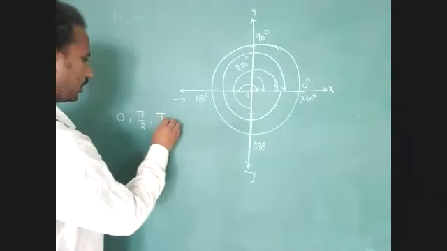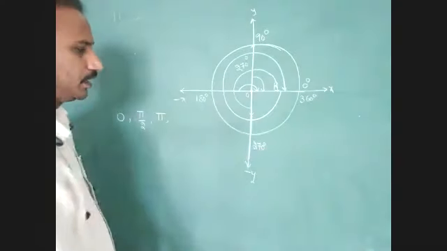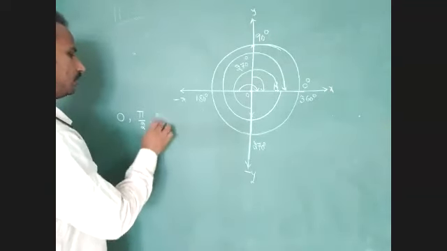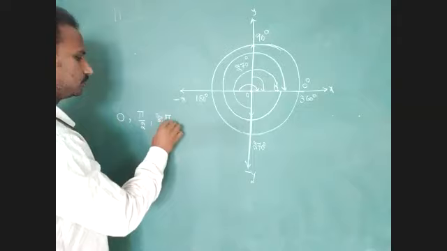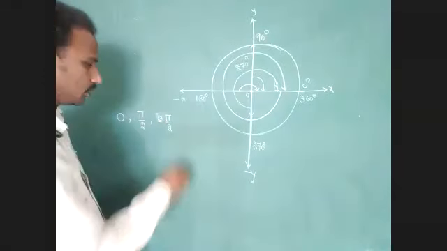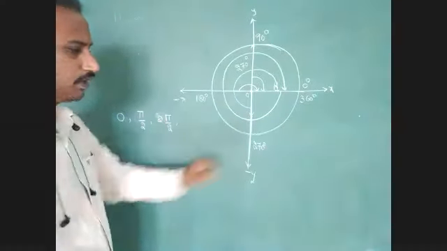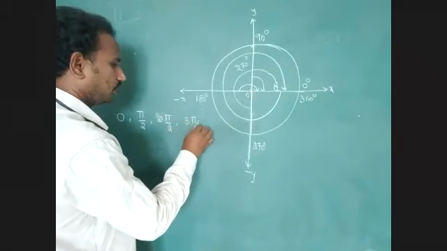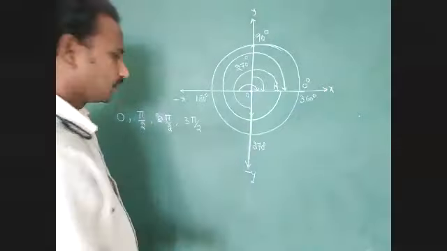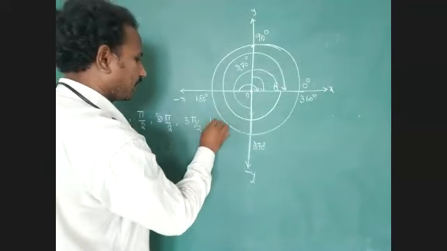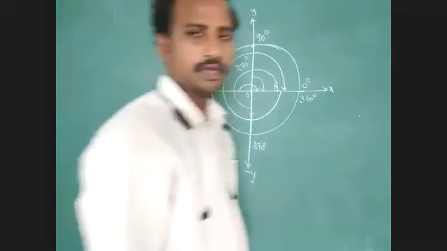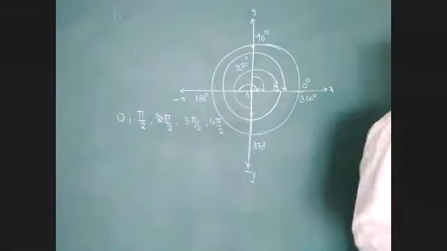Yes or no? Next one, here 270 degree. We write pi radian as 2 pi by 2 for 180 degree. For 270 degree, we represent 3 into pi by 2. Next, 360 degree we write as 4 pi by 2. Okay, so just identify this condition.